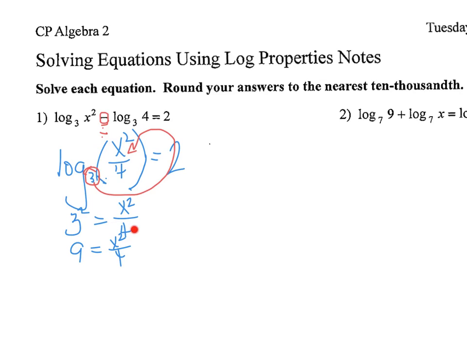I want you to multiply both sides of the equation by 4 to get rid of that divide by 4. So 36 is equal to x squared, and then square root both sides, and you get x is equal to plus or minus 6. And you have two answers then in your logarithm.